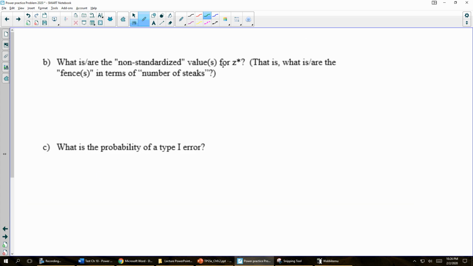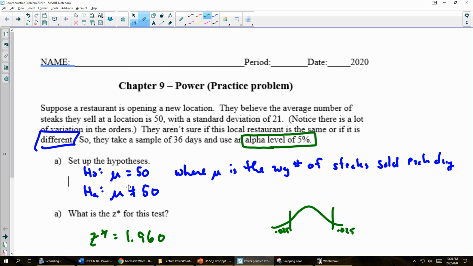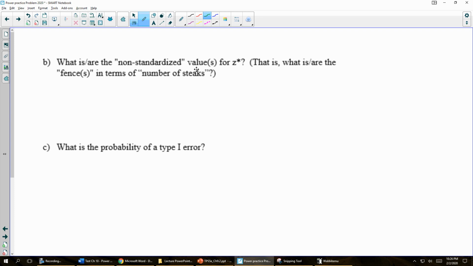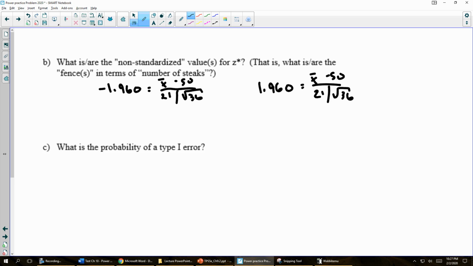Now it asks me to unstandardize the fences, if you will. In this case, there's 2 fences. If it was a one-sided test, if this part right here had only been a less than or a greater than, then I would only have 1 fence. But in this case, I have 2 fences. So I'm going to take these 2 numbers, negative 1.960 and 1.960, and I'm going to unstandardize them. So you can grab your calculator and work those problems out. And I get that the fence on the left is 43.14, and the one on the right is 50.86.